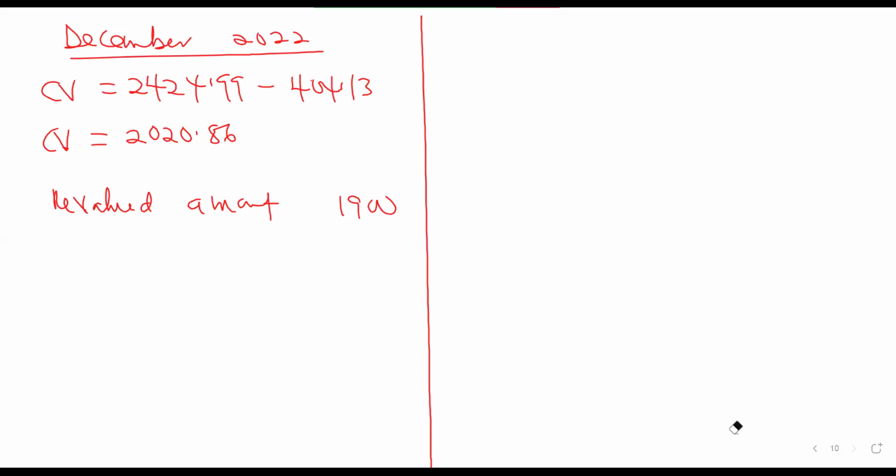What is happening over here? We are having a revaluation loss rather than a surplus. So that will give us 2020.86 minus 1,900. What are we going to be having? 120.86. Yes.